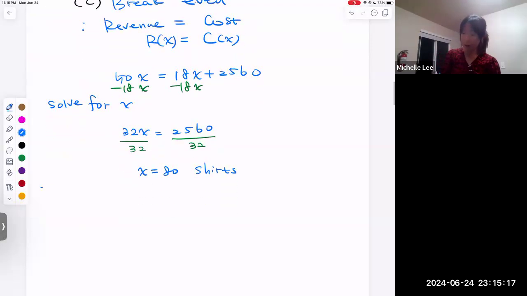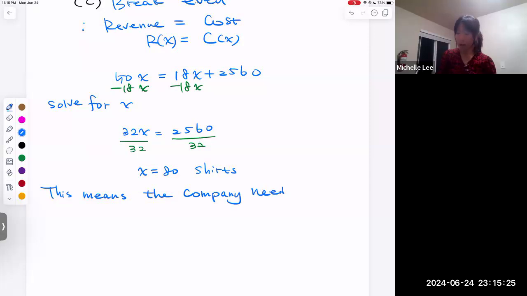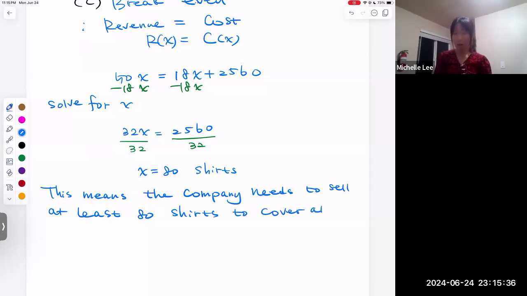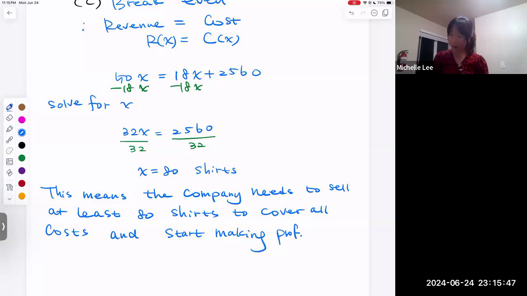So this means the company needs to sell at least 80 shirts to cover all costs and start making profit. So after 80 shirts, right?